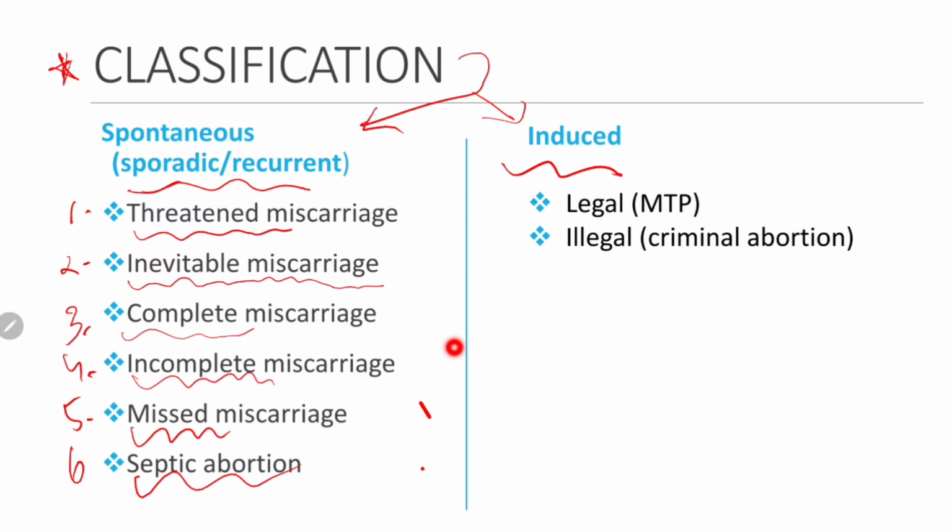So the classification is threatened, inevitable, complete, incomplete, missed or septic abortion. Whereas induced abortion can be either a legal one, done by MTP, medical termination of pregnancy, or an illegal one. Illegal is nothing but criminal abortion. So this is the classification of abortion.